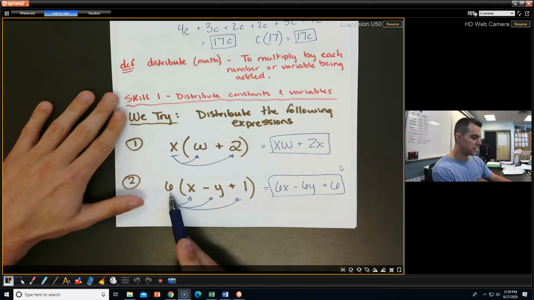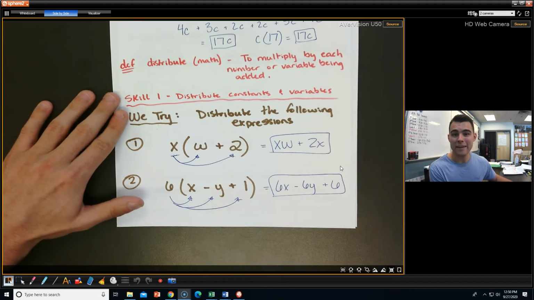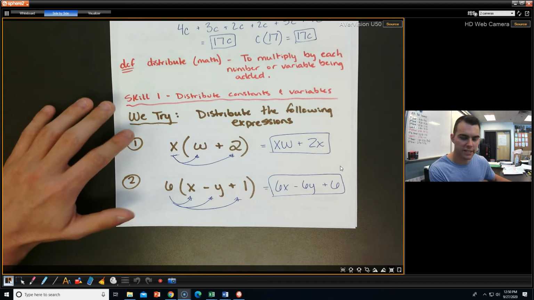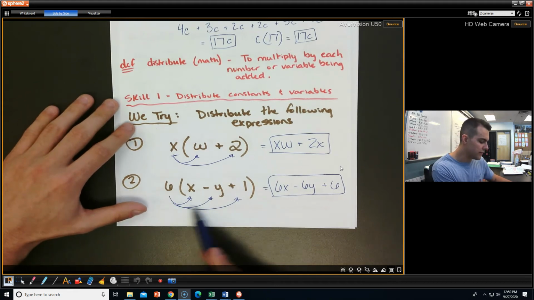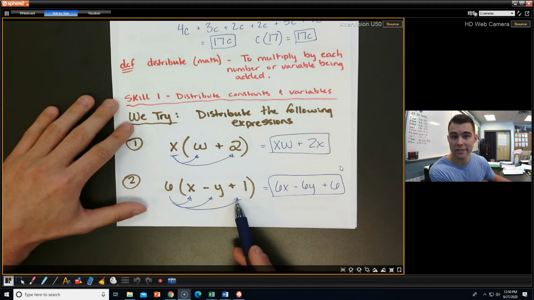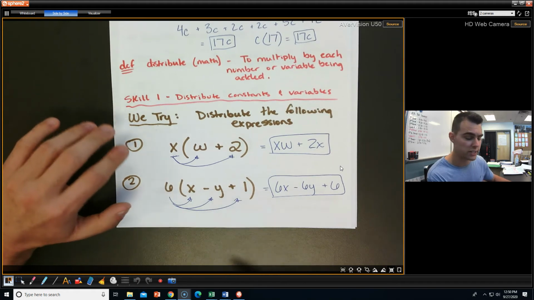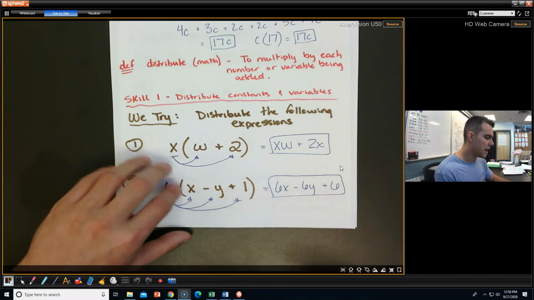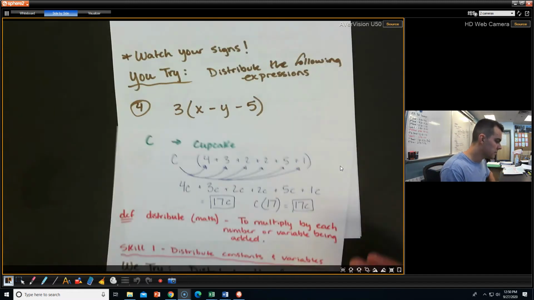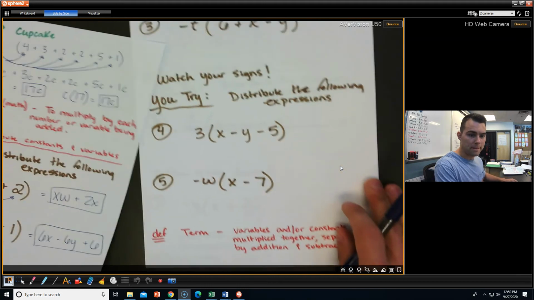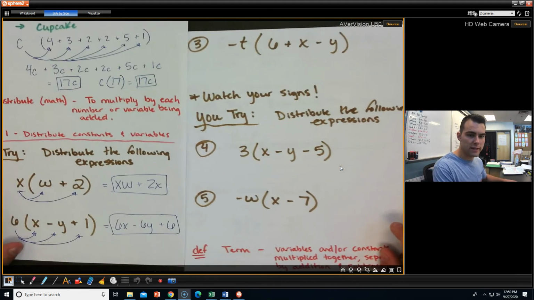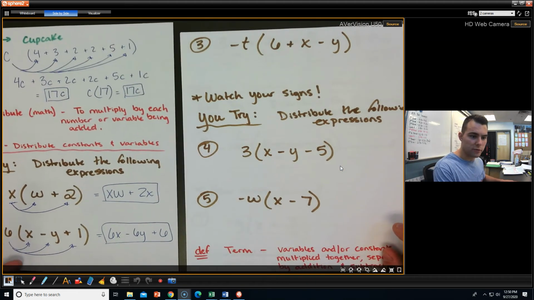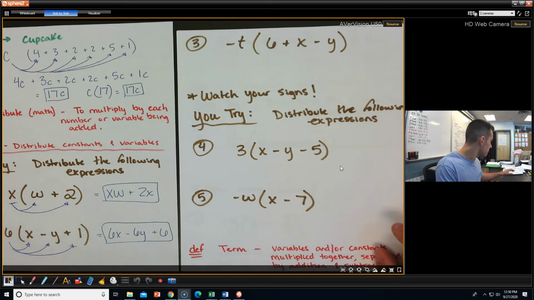I gave the 6 to each of these. And by gave, I mean I'm multiplying the 6 to each variable or constant that's in the parentheses. Okay, that is distribution. That's all it is. Nothing crazy. I would like us to try one more. Okay, I'll keep this guy to the side right here so you can refer to it. But let's look at number 3 real quick.